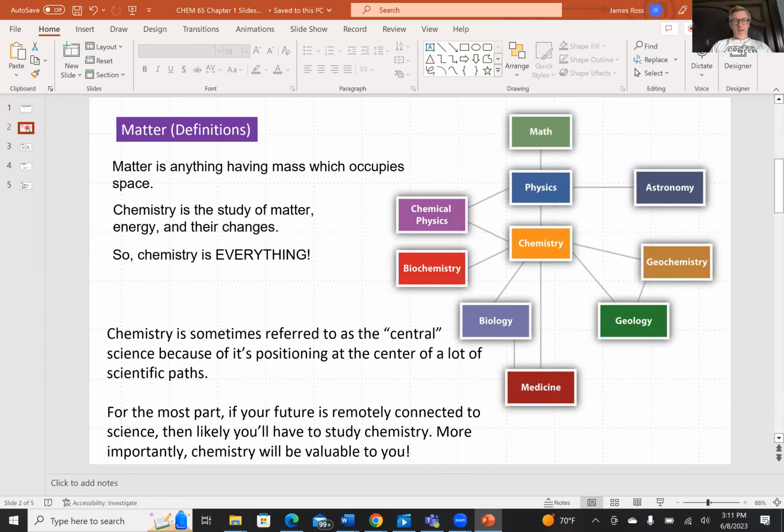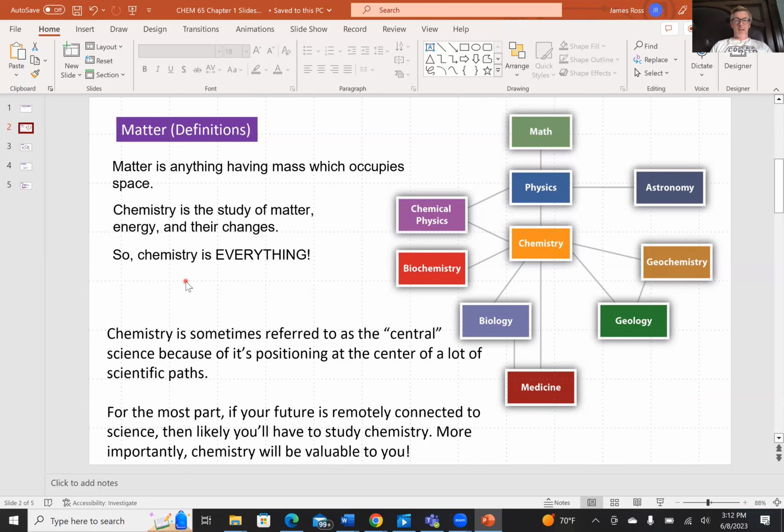Okay, so some definitions. Looking at the left over here, we've got some basic definitions. What is matter? Matter is anything that has mass and occupies space. How do we know if matter has mass? Well, put it on a scale. If it registers something greater than 0, it has mass. If it occupies space, you can see it. You can't be in the same space as it because it's already there. So pretty much anything that you can see, because it occupies space, would be matter.